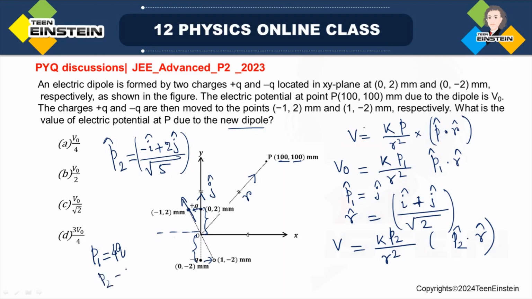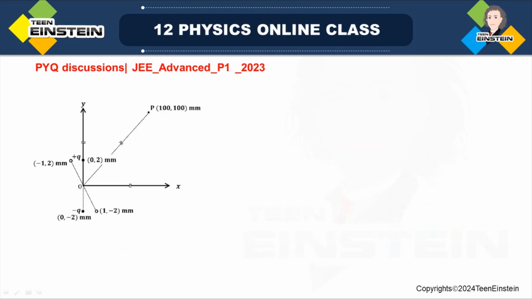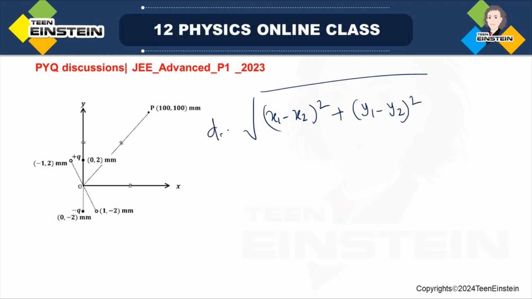But what is this P2? Look here, the magnitude of the charge and the distance between these two has now changed. I have to find out this distance also. Let us say this is D2. We'll go to the next page and see what D2 is. D2 will be, we know the distance is the square root of (x1 minus x2) whole square plus (y1 minus y2) square. So this will be D2.